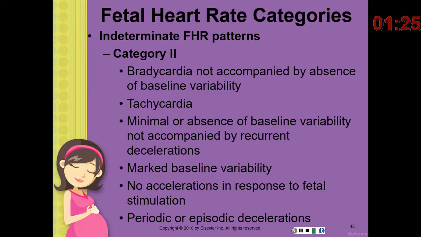Or there's marked baseline variability. Remember, we said we don't have proof that it's a bad thing, but most nurses would tell you that they're uncomfortable with it. No accelerations, even when we stimulate the fetus. Now, we stimulate the fetus with vibroacoustic stimulation.